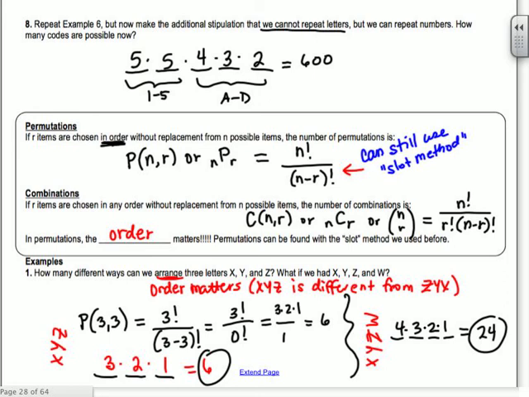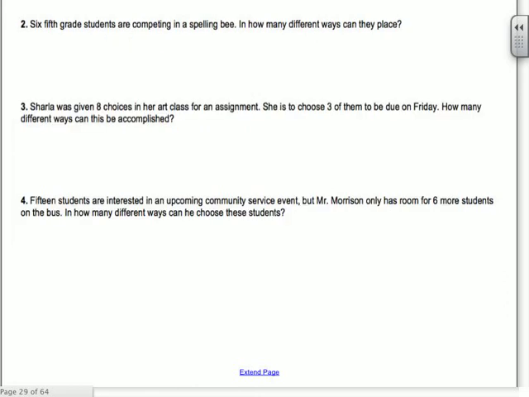All right, number 2, 6 fifth grade students are competing in a spelling bee. How many different ways can they place? So when you see the word place, does the order matter or does the order not matter? Order matters, right? So if order matters, that's the permutation. It's easiest just to use the slot method in that case. You can use the factorials and everything, but I would just say, okay, well I have first place, second place, and so on, third, fourth, fifth, and sixth.